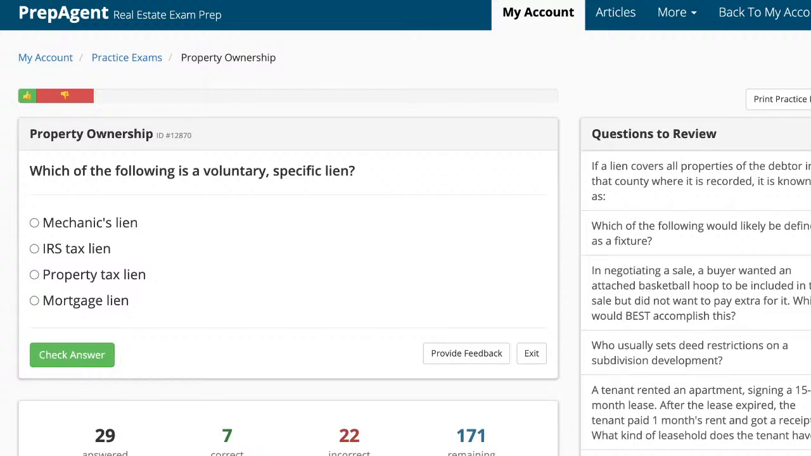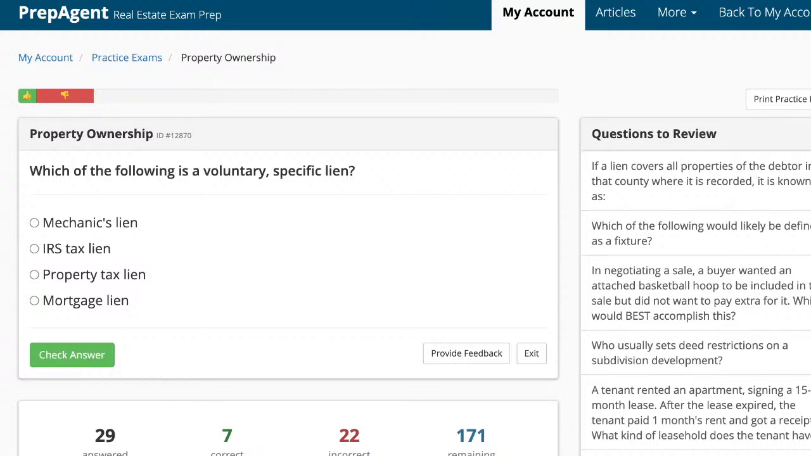A mirror, thank you. Oven, fences, pizza. Pizza oven's an interesting one. A pizza oven would be a trade fixture. A trade fixture is a fixture that's used for somebody's business.